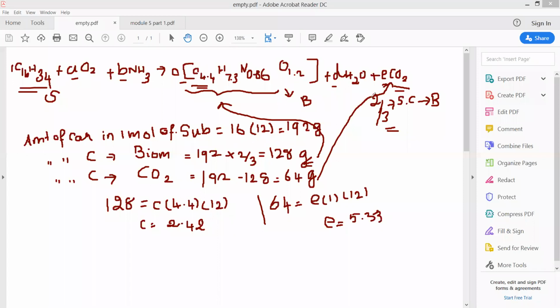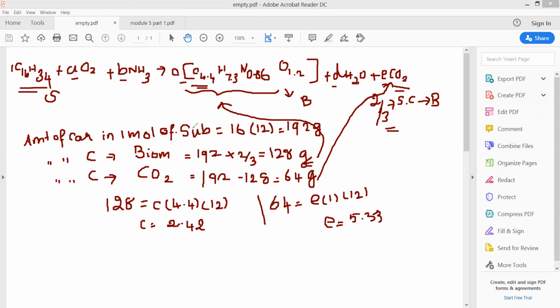Since it is given that 2/3 of the substrate carbon is being converted to biomass, we have done this. First we found how much carbon is present in 1 mole of substrate. That is 16 into 12, which is equal to 192 grams. Out of this 192 grams, how much is converted to biomass? That is 192 into 2/3, that is 128 grams.